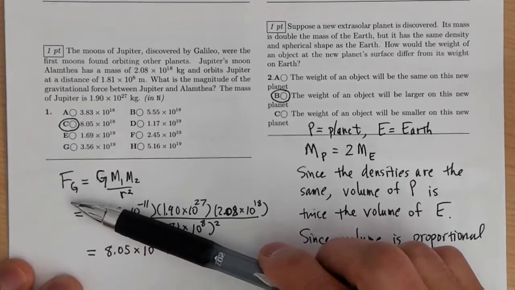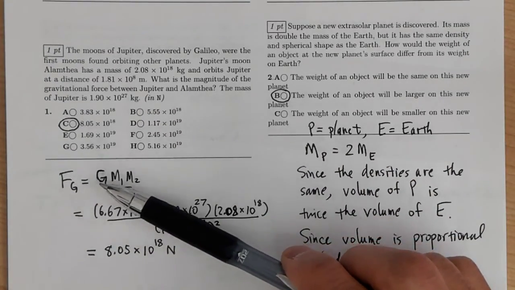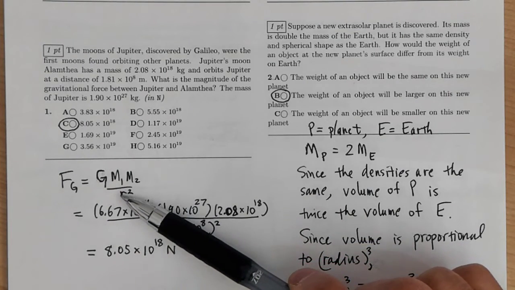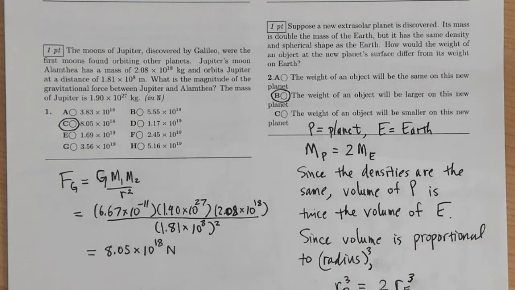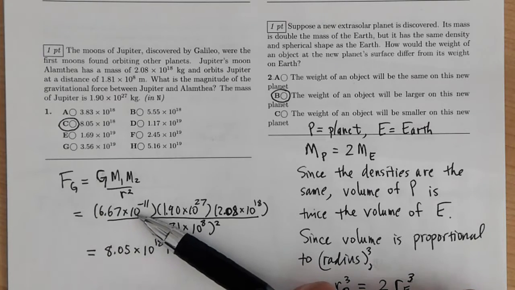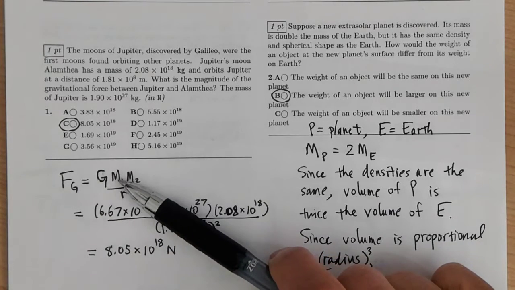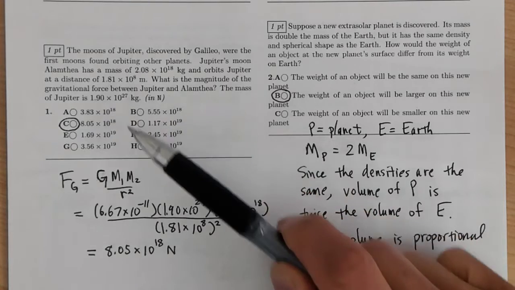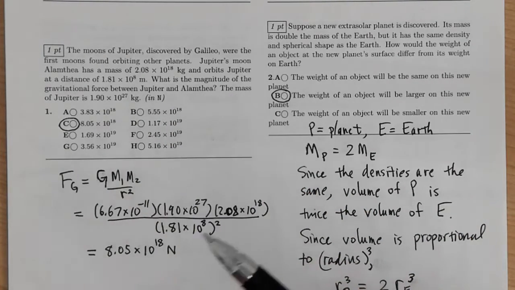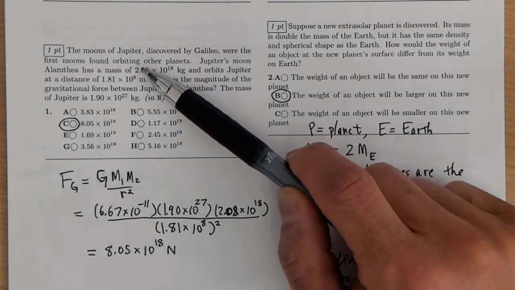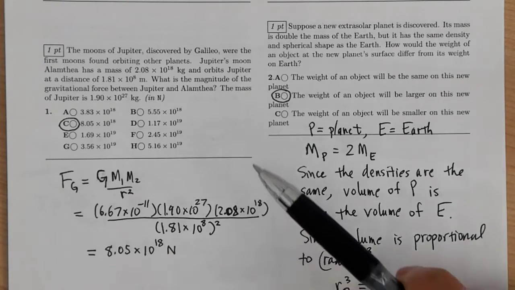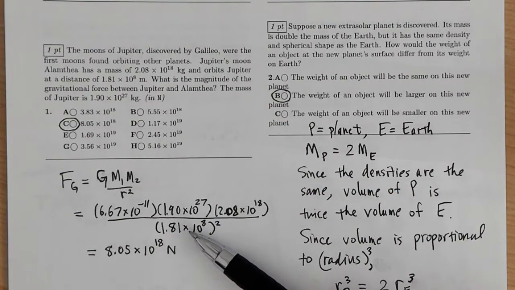Okay, the magnitude of the gravitational force is G, capital G, times m1 times m2 divided by the distance squared between the two masses. G is 6.67 times 10 to the negative 11th. The first mass, let's take Jupiter first, 1.90 times 10 to the 27th. The order obviously doesn't matter. The second mass we'll take to be Alethea, the moon, 2.08 times 10 to the 18th. The distance between is 1.81 times 10 to the 8th.